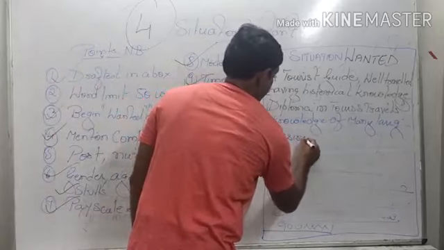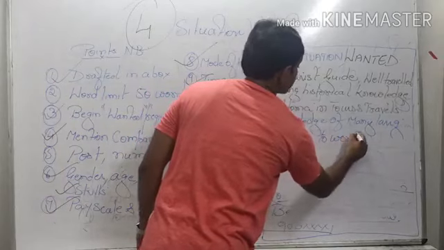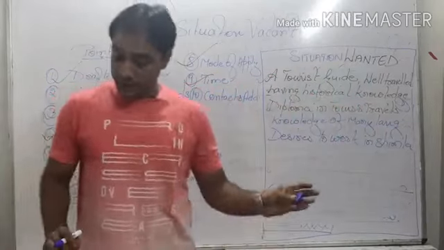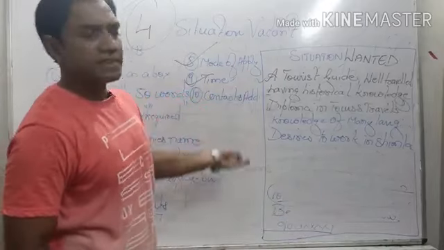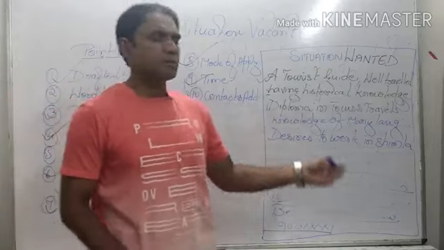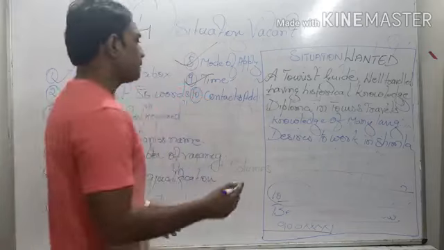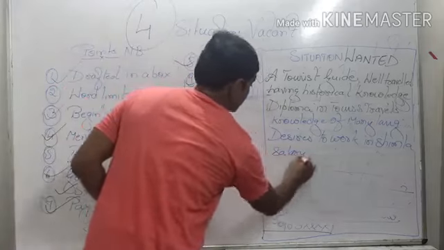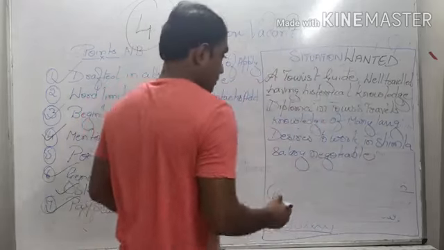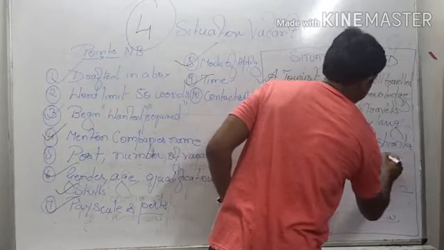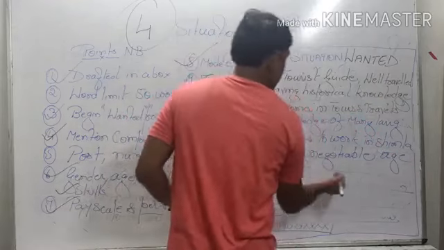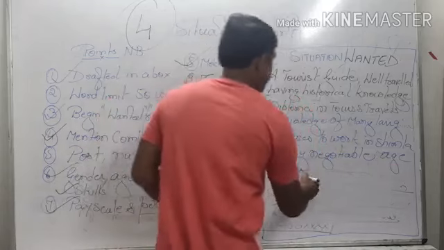Desires to work in Shimla. Now he wants to work in Shimla. Reason, if you want, you can give why you want to work, but essentially not required. Instead of desires to work in Shimla, you can write looking for job in and around Shimla. Salary negotiable. You can mention his age also. Age 30 years.